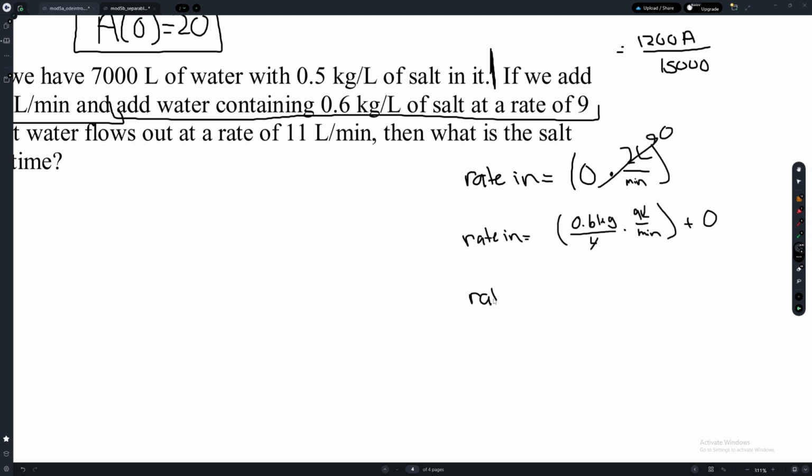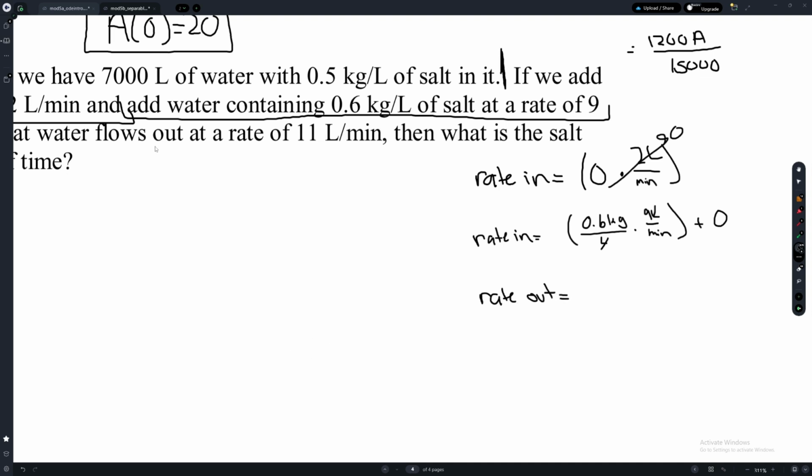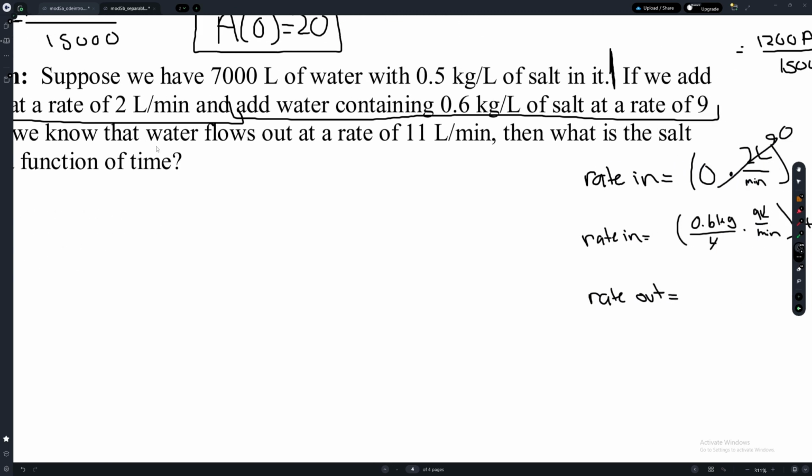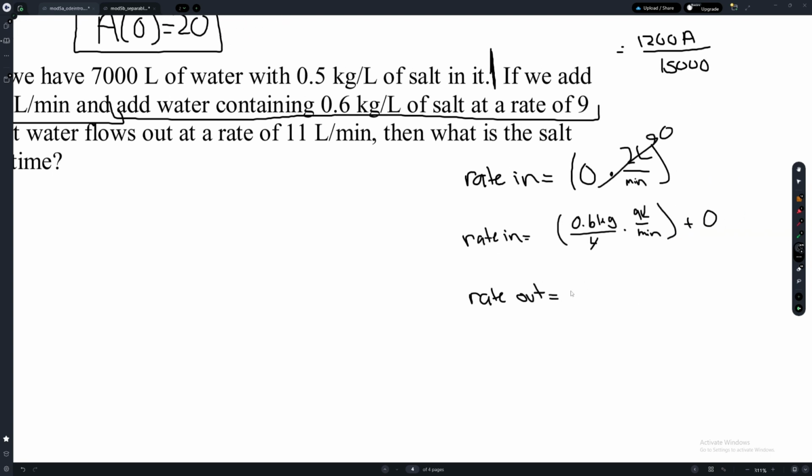Now my rate out. We know that the water flows out at a rate of 11 liters per minute. However, what's the concentration? We don't know. So that's A over how much water there is, which is 7,000. So far, so good. I hope you guys are enjoying these lectures, because I am.